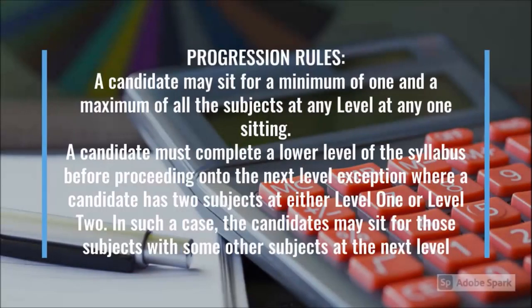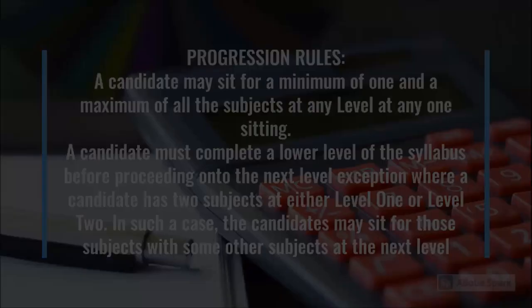Progression rules. A candidate may sit for a minimum of 1 and a maximum of all the subjects at any level at any one sitting. A candidate must complete a lower level of the syllabus before proceeding on to the next level. An exception to the rule is where a candidate has 2 subjects at either level 1 or level 2. In such a case, the candidates may sit for those subjects with some other subjects at the next level. A candidate must complete level 3 to be eligible to register for level 4.